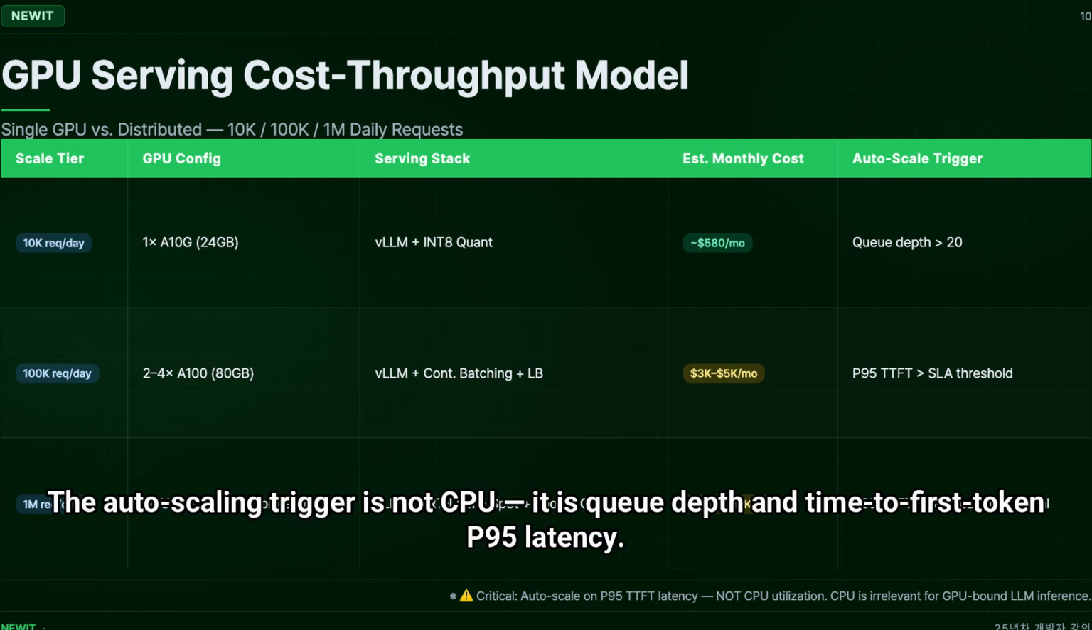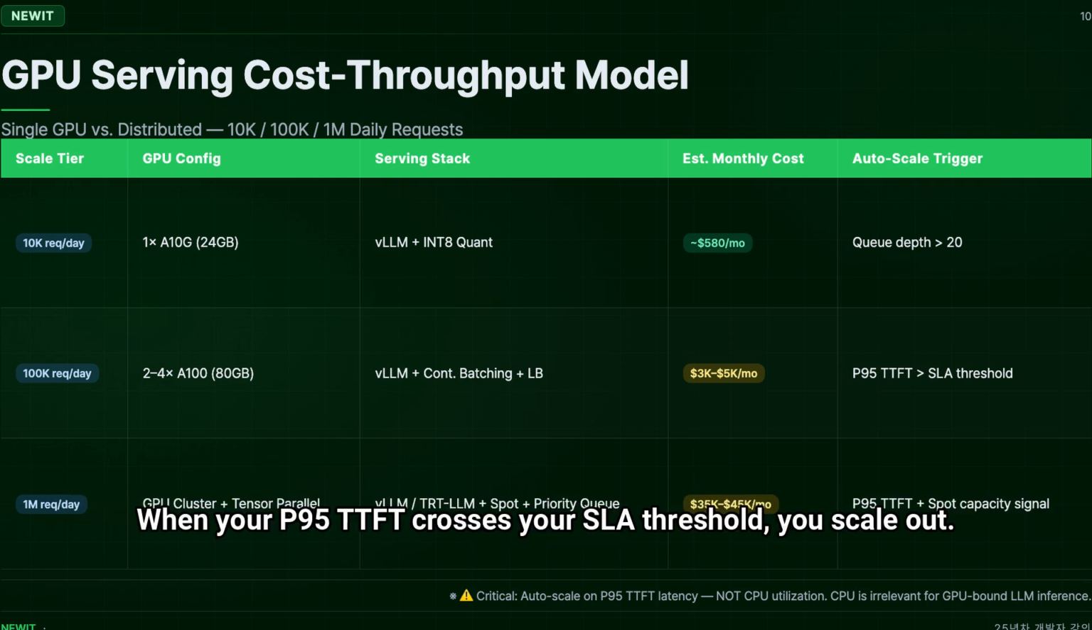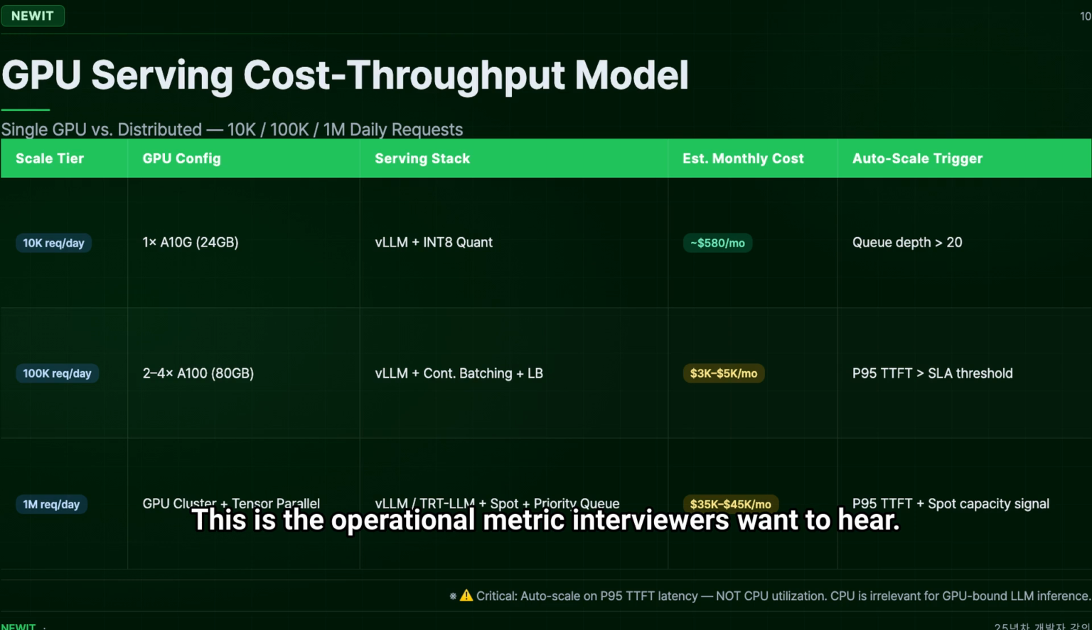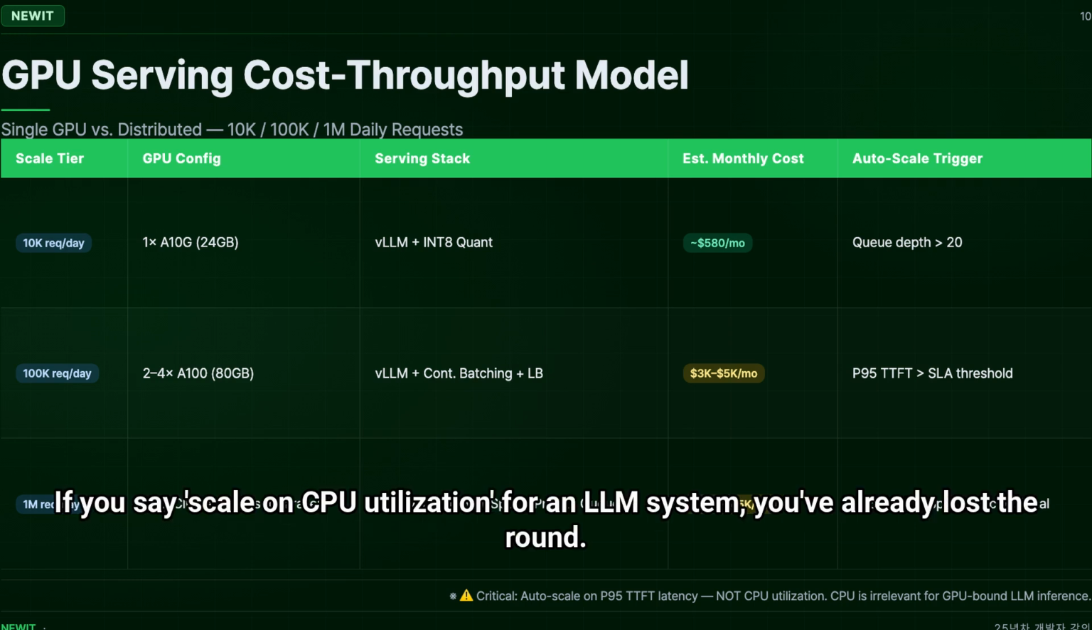The auto-scaling trigger is not CPU, it is queue depth and time to first token P95 latency. When your P95 TTFT crosses your threshold, you scale out. This is the operational metric interviewers want to hear. If you say scale on CPU utilization for an LLM system, you've already lost the round.